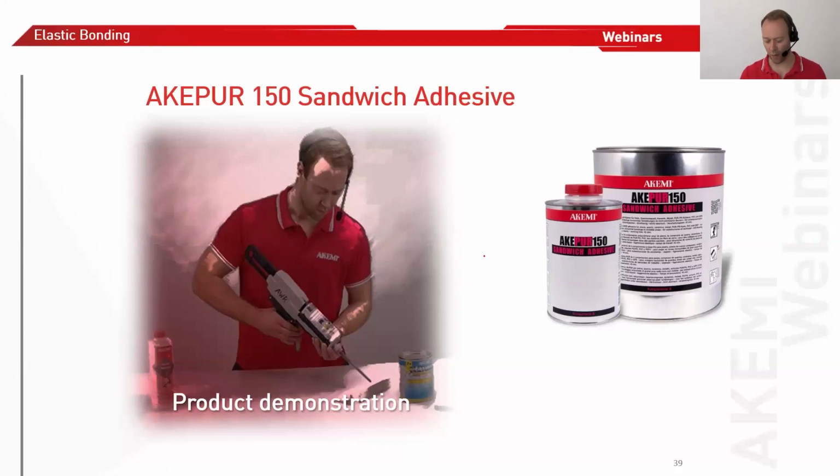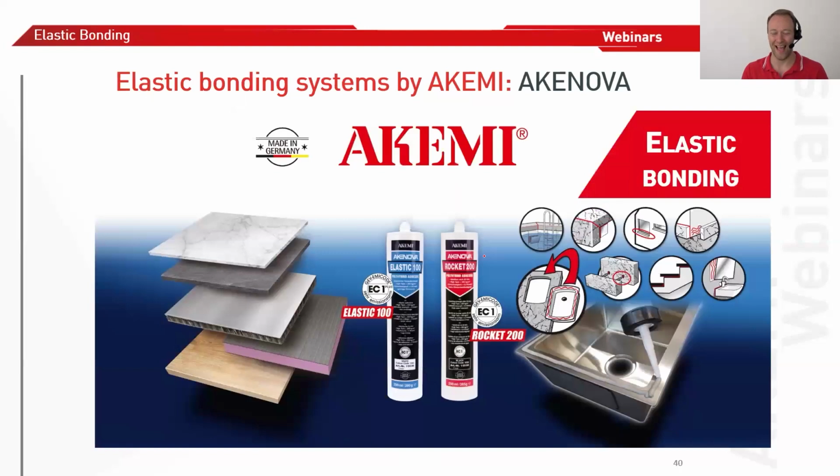That was that. And now we come, of course, to our AKENOVA range, which was also a big topic at the Stone+tec exhibition 3 weeks ago. I think most of you know it already, the AKENOVA. We have two versions. We have the Elastic one and the Rocket one, and I will explain what the differences are, and what the applications are.